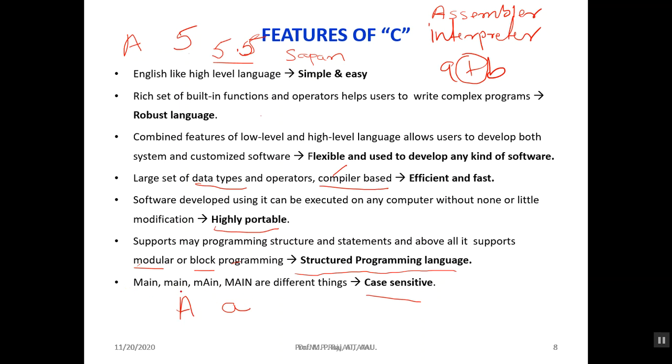So all these are different. Again A is capital, A is small, A is capital. So again these are different. All these are considered as different names, even though I have written the same word again and again.